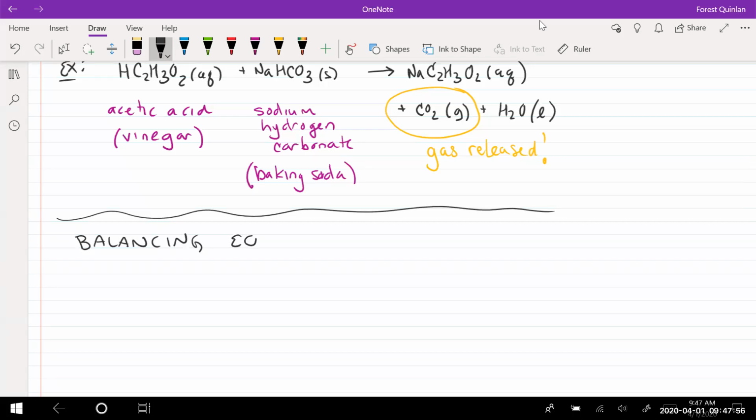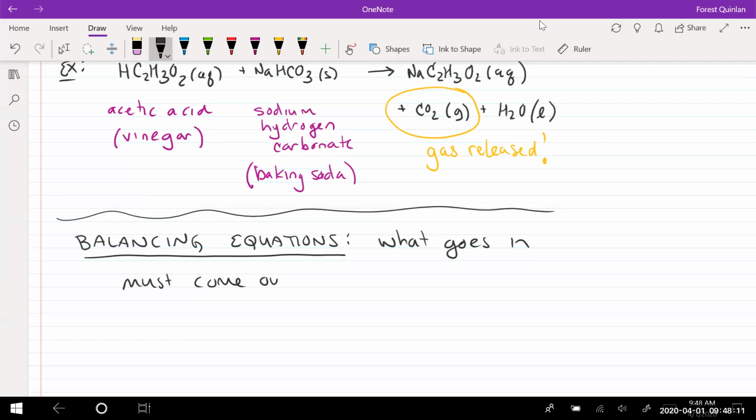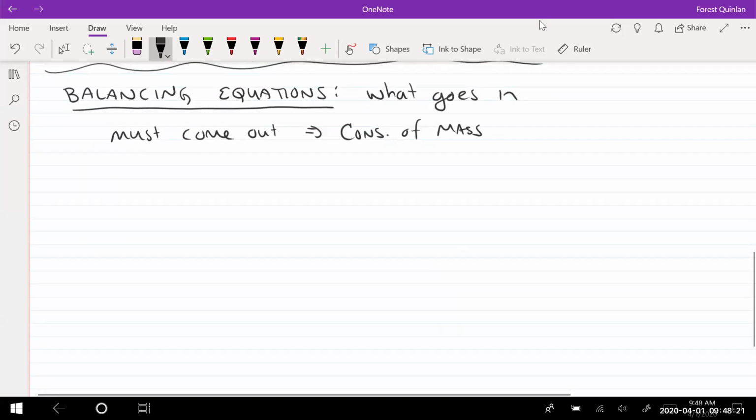Balancing equations. And remember, this is what goes in must come out. And that is from our conservation of mass. So let's remind ourselves again.